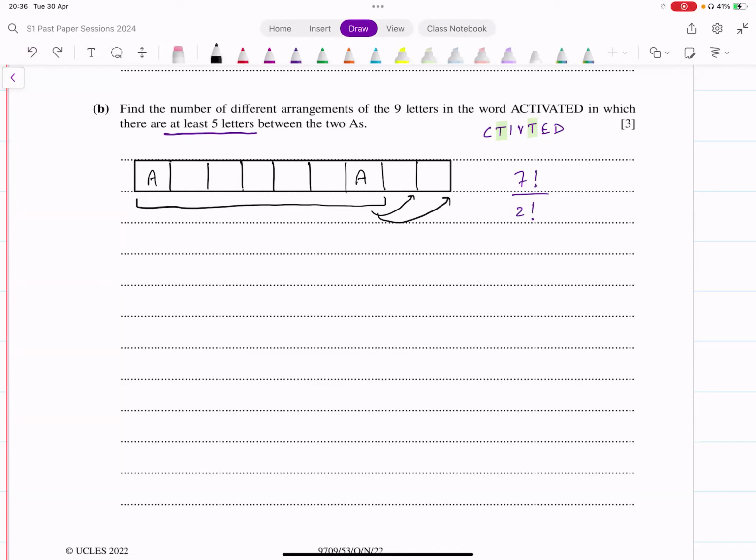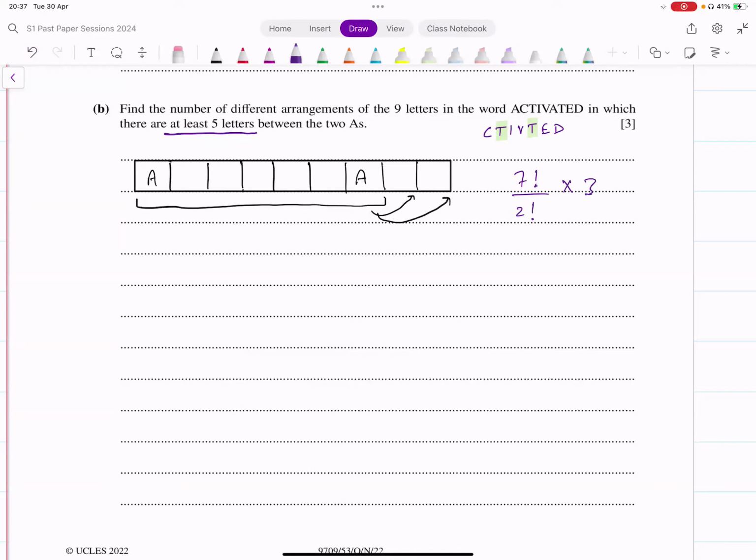In the current situation, both the remaining boxes are on the right side. In another possibility, one will be on the left and one will be on the right. And in another possible case, both of them will be on the left side. So there are three possible cases of placing the two A's such that there are exactly 5 letters between them. So for that, we multiply this by 3, because we would have 3 cases like this.